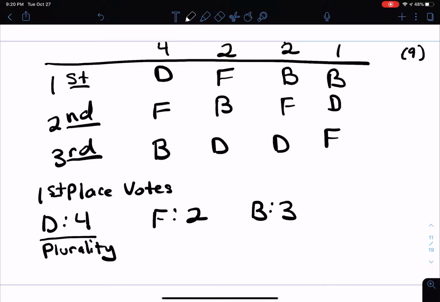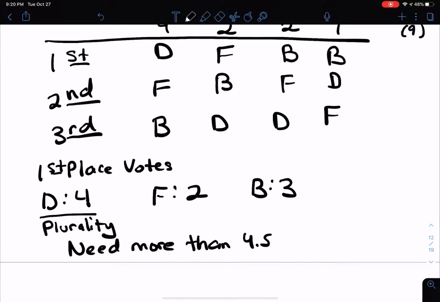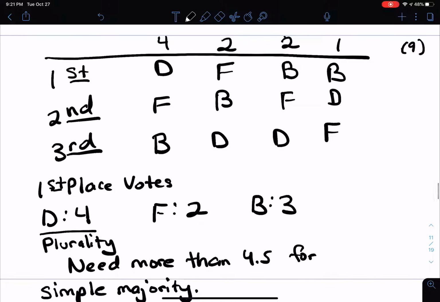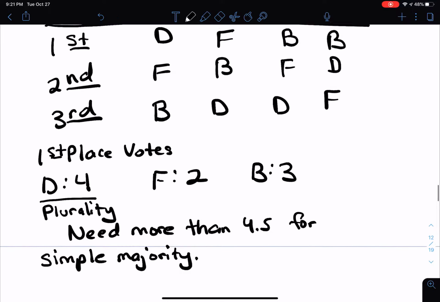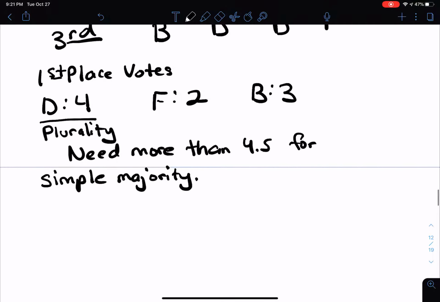But remember, with plurality with elimination, we need the majority. We need more than 4.5 for a simple majority. So in other words, we're going to need at least 5 votes, because it has to be over half. If you had 9 votes cast, half of 9 is 4.5. So you're going to need at least 5 people that voted for something first.